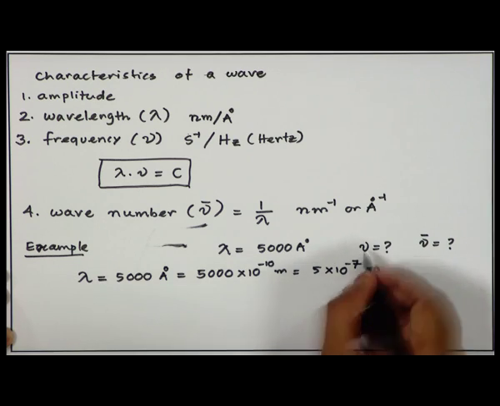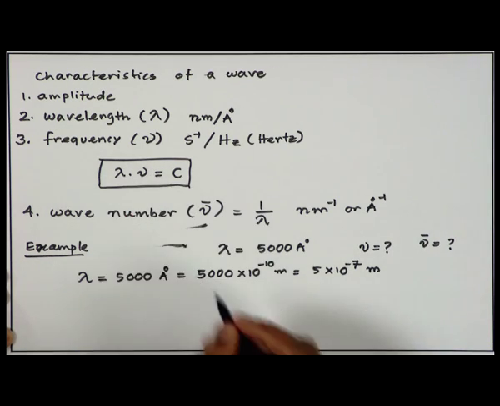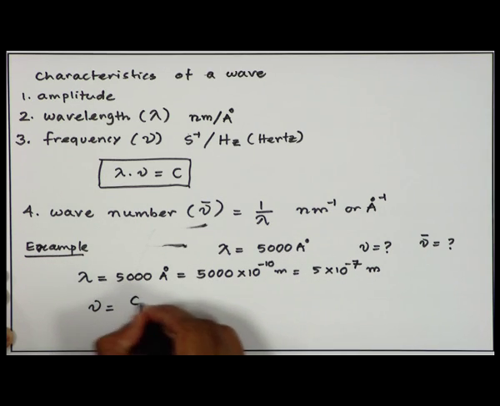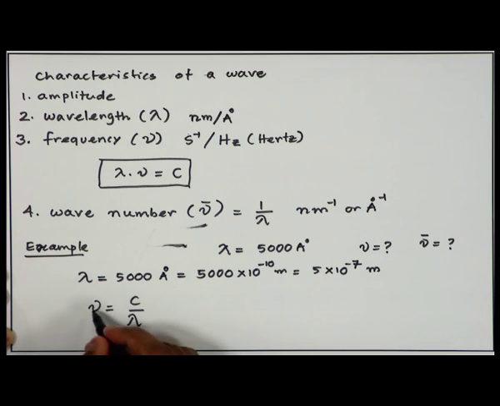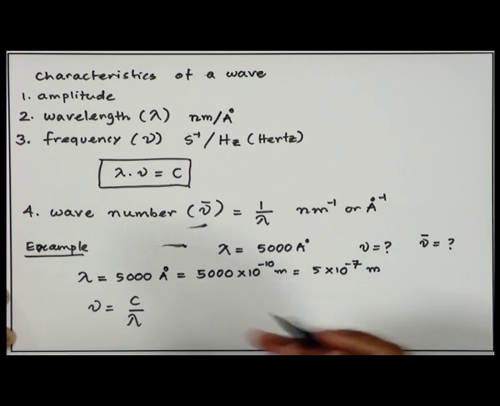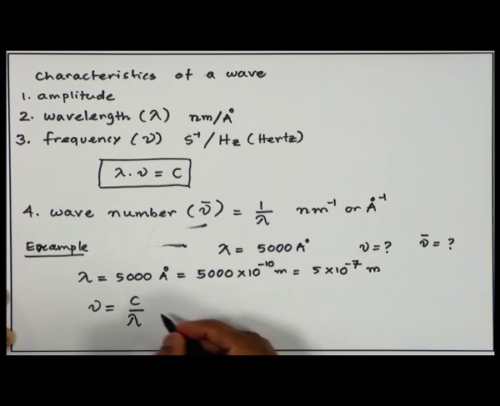And how do I get nu? Because I know lambda multiplied by nu, the frequency, is c. Therefore nu is c divided by lambda. You see, nu is inversely proportional to lambda, but the proportionality constant is the speed of light.